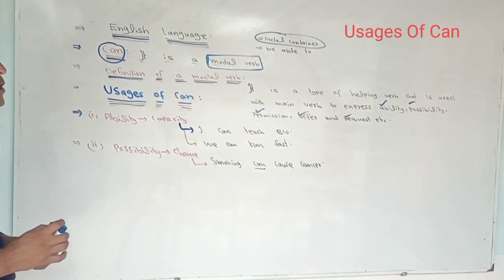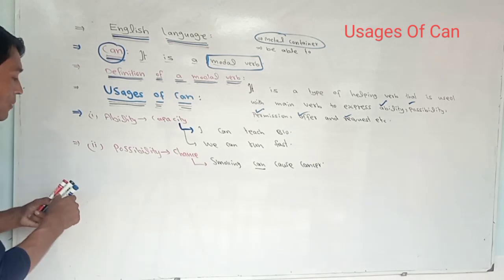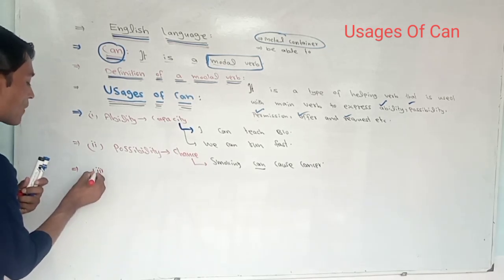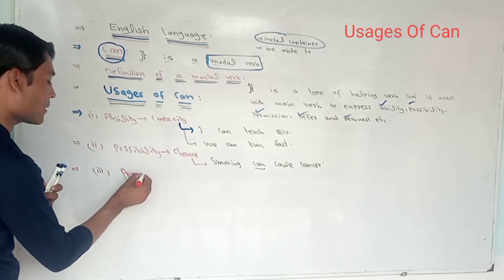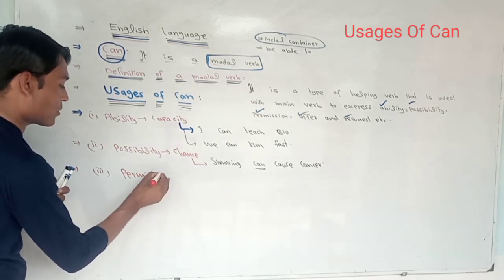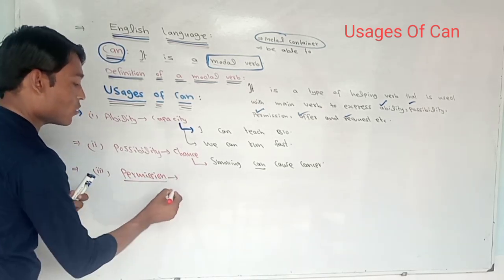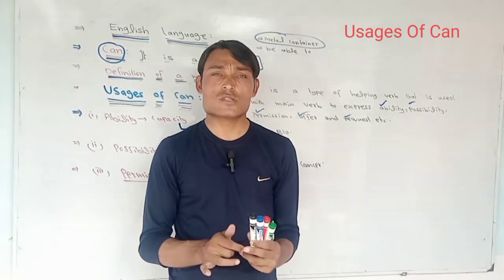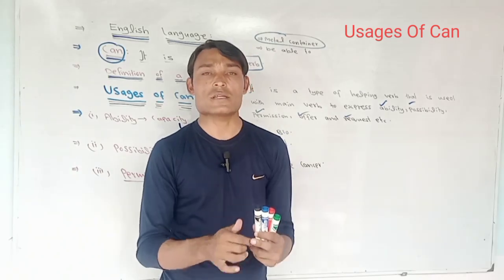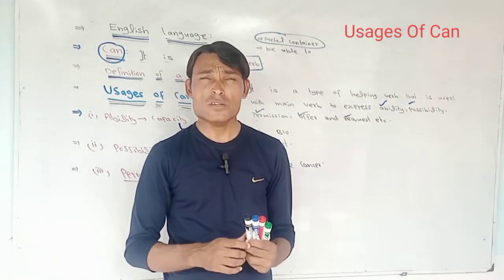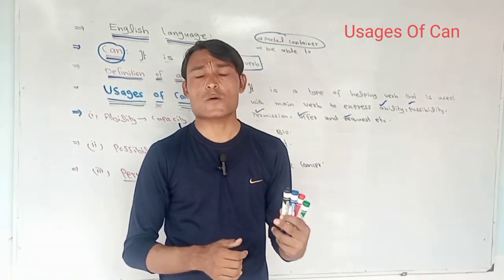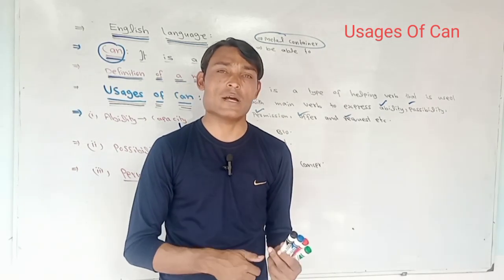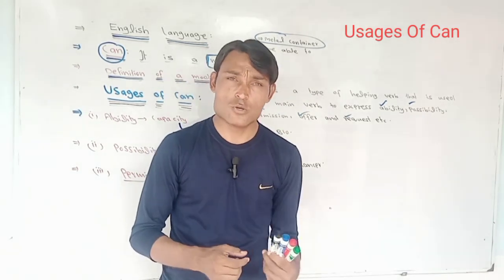Now let's talk about the third usage. The third usage is called permission. If you use the word can for permission, it is considered informal. The best word used for permission is may. For example, you can say, may I use your phone? That is polite, as compared to saying, can I use your phone?